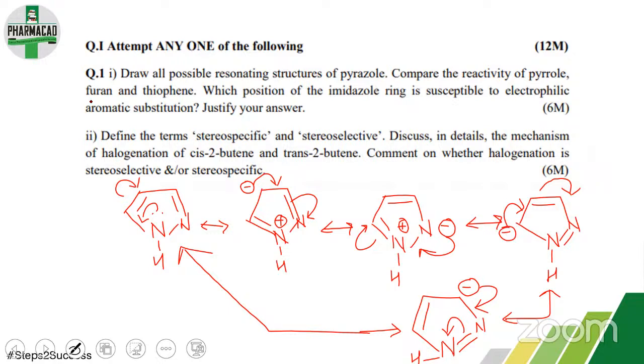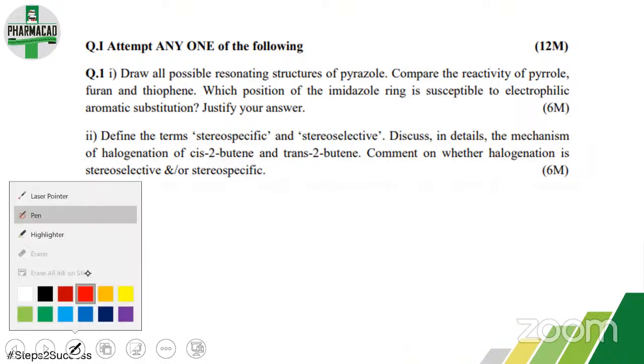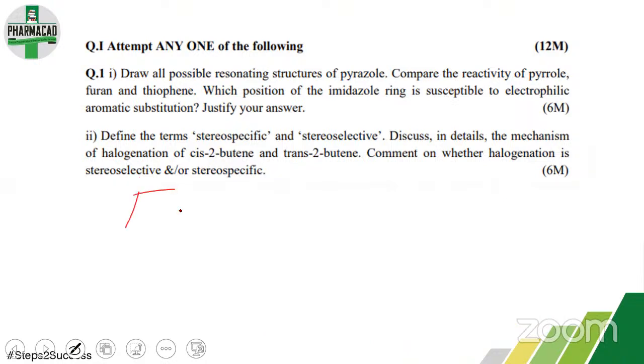Then the next is furan. In case of furan, you have to draw in the same manner. You have to delocalize the lone pair which is on oxygen, so in this manner you have to start. Whereas in case of thiophene, you have to delocalize from this sulfur.